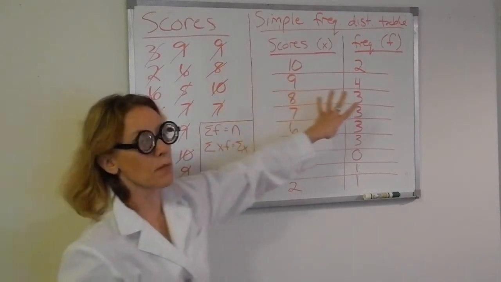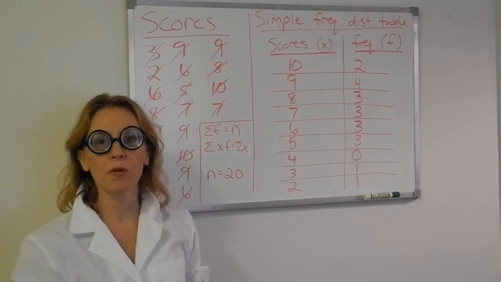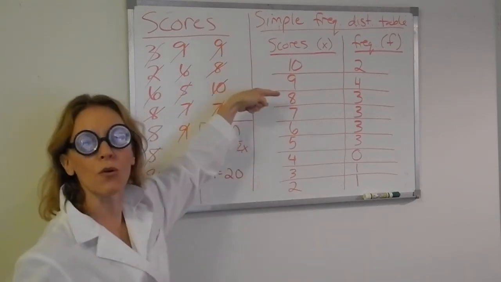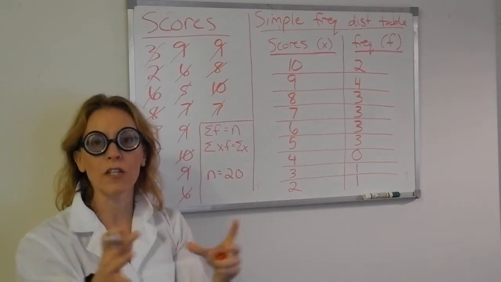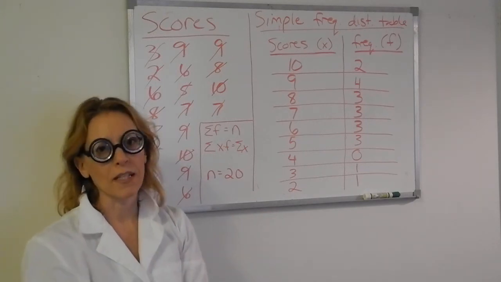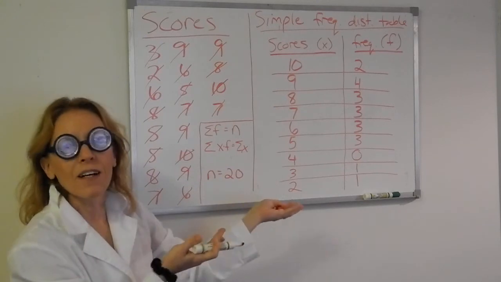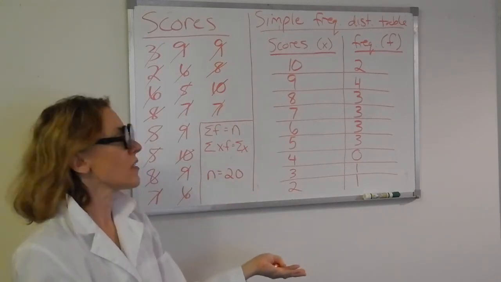So this is what's called a simple frequency distribution table. It's simple because you're listing every single score, each and every one. You're not combining them and making them into groups or intervals of scores, which we'll talk about in class. But basically, this is the idea of making a table, a frequency distribution table.